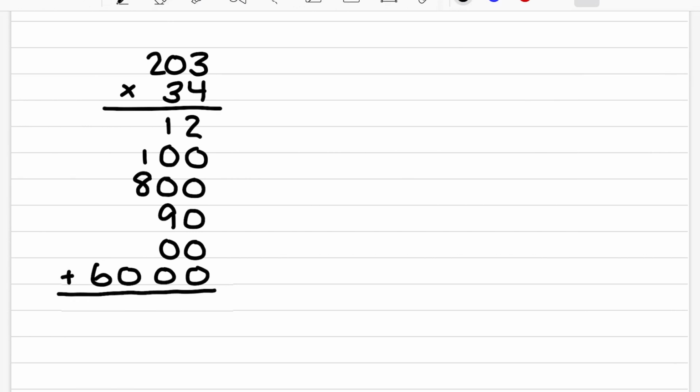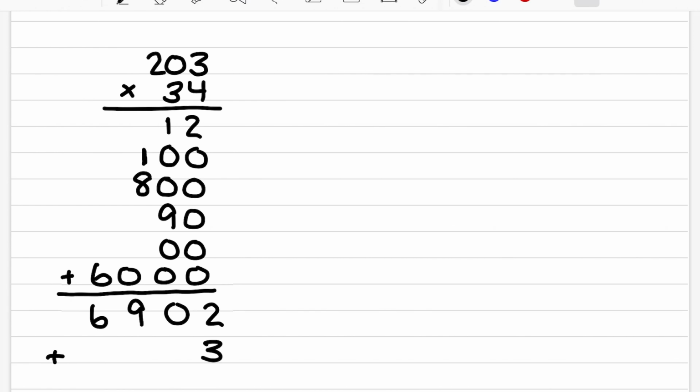We have 2. 9 plus 1 is 10, so we carry this 1. And 8 plus 1 is 9 and 6,000. So we have 6,902, and remember what we're trying to get is 6,905. So what you'll notice is that there's only a difference of plus 3. That 3 is the remainder, not 0.3.